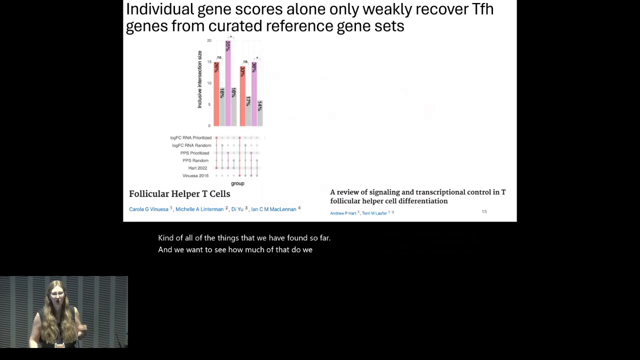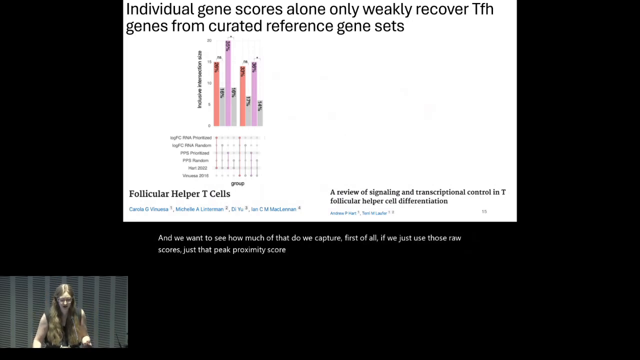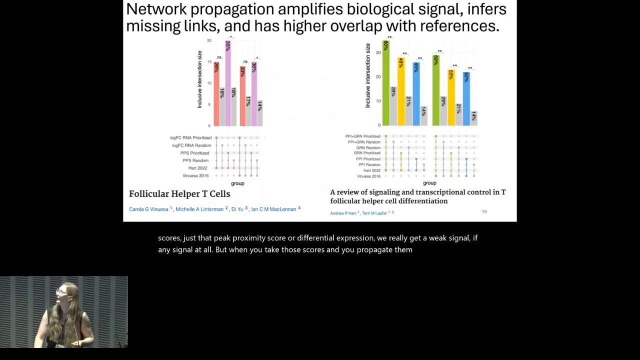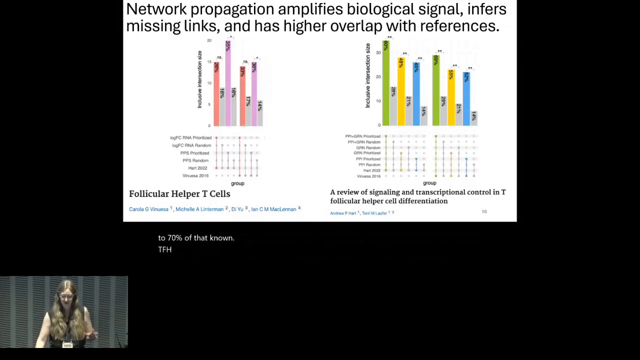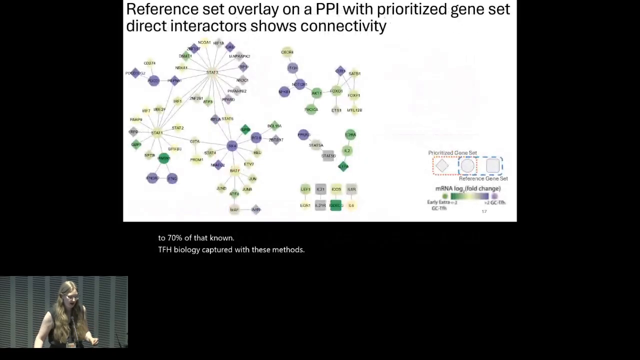First of all, if we just use those raw scores, just that peak proximity score or differential expression, we really get a weak signal, if any signal at all. But when you take those scores and you propagate them through a network, that's when you start to get a lot more signal and a lot more information. So we get about 60 to 70% of that known TFH biology captured with these methods. But the most important thing is that we start to get context.